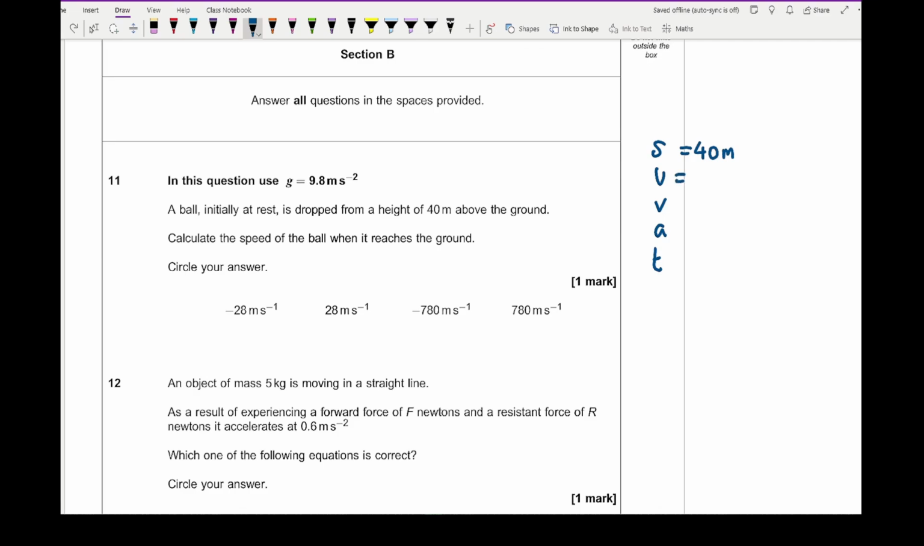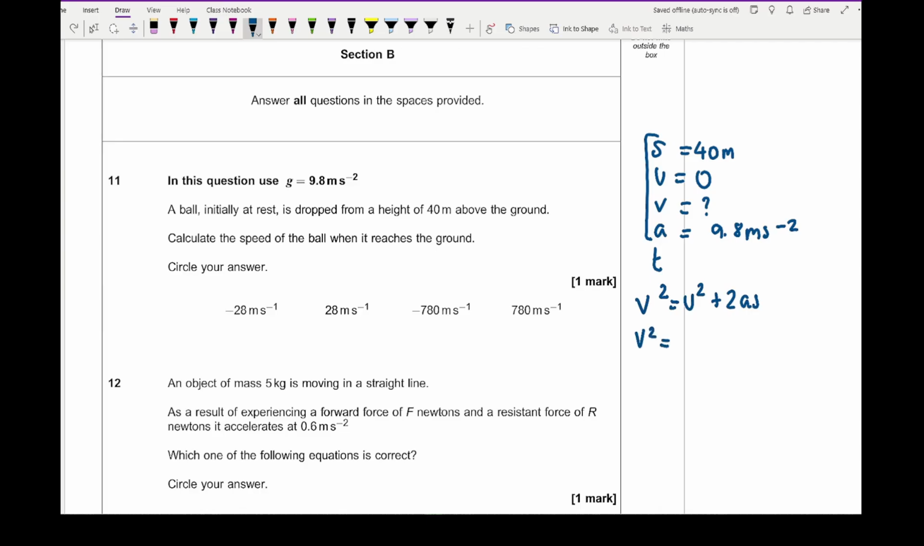It is initially at rest, so has an initial speed of 0. We want to calculate the speed when it reaches the ground. So those are unknown, and we're told that gravity is 9.8. So with the Suvat equation, we're going to use v squared equals u squared plus 2as, and we can then work out from the numbers given.